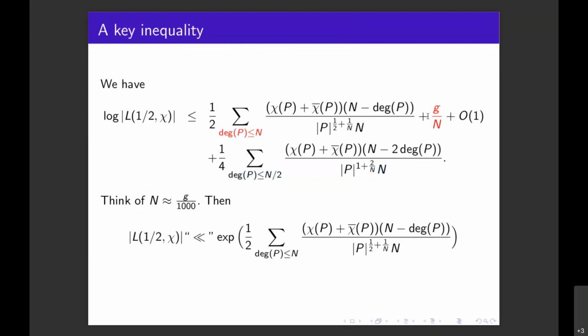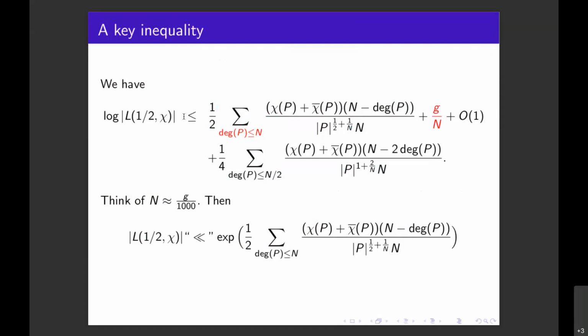Then we have this term g over n, which comes from the fact that we are truncating here at the point n, and we have some constant, a big O of 1 term, which comes from higher powers of primes. So once we have this inequality, we can think of n as roughly, let's say, g over 1,000. So it's some small constant times g.